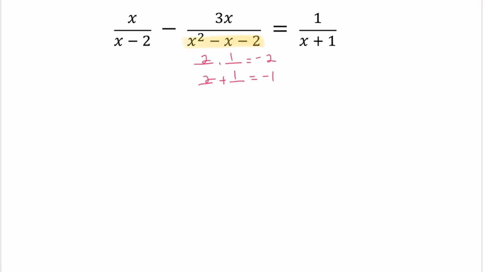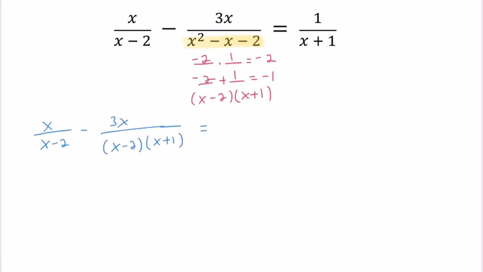We need negative 2, so one of them is negative. We need negative 1, so the larger number is negative. So here we have x minus 2 times x plus 1. So this is x over x minus 2 minus 3x over x minus 2 times x plus 1 is equal to 1 over x plus 1.